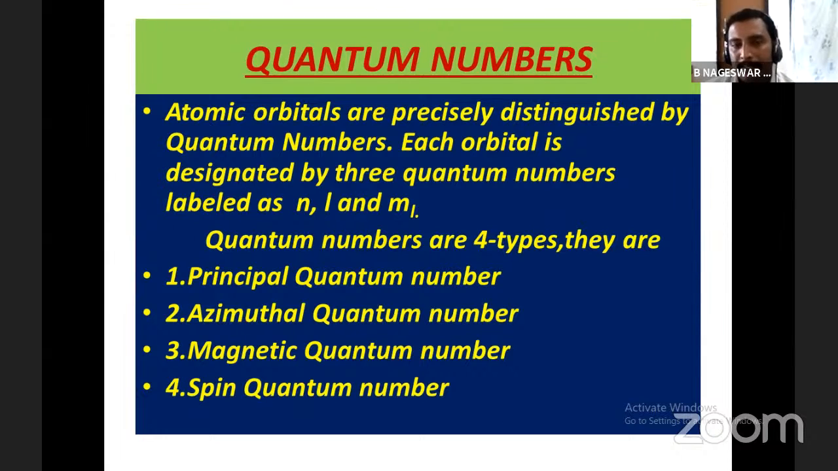Each orbital is designated by 3 quantum numbers. Mainly 3 quantum numbers. Actually, quantum numbers are of 4 types: principal quantum number, azimuthal quantum number, magnetic quantum number, spin quantum number. By use of the first 3, principal, azimuthal, magnetic quantum numbers, we can understand completely about an atomic orbital. But if you want to know the spin of the electron exactly in the orbital, we have to discuss the spin quantum number. Right, children? Now we go to discuss one by one.